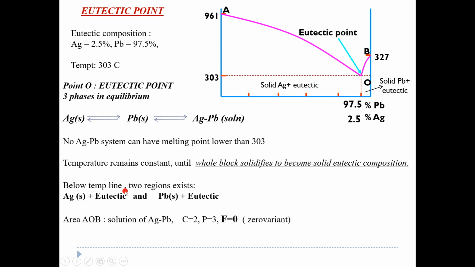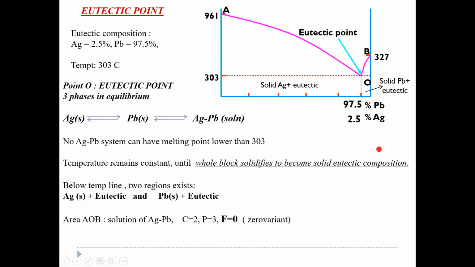And below the temperature line, two regions exist. What are the two regions? Solid silver and the solid eutectic system. Okay, and area AOB is a solution of silver and lead.